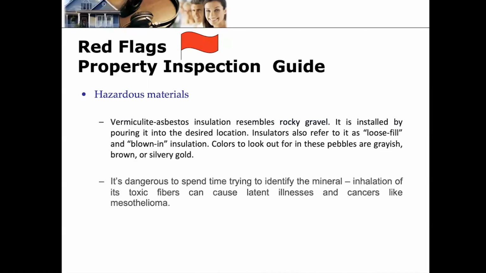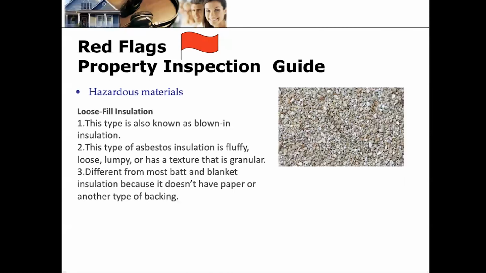Another one is some of the asbestos insulation material. This resembles rocky gravel. It's installed by pouring it into a desired location. Insulators also call it loose fill or blown-in insulation. Colors to look out for in these pebbles are grayish, brown, or silver gold. It's dangerous to spend too much time trying to identify the mineral. Inhaling its toxic fibers can cause latent illnesses and cancer like mesothelioma. I got that out finally. That's a tongue twister.